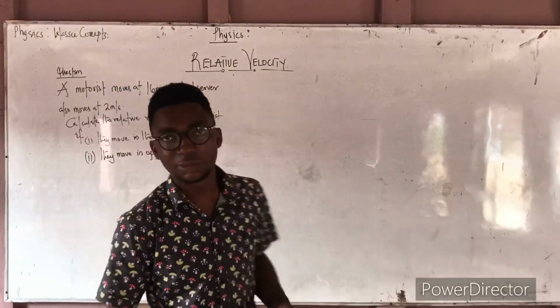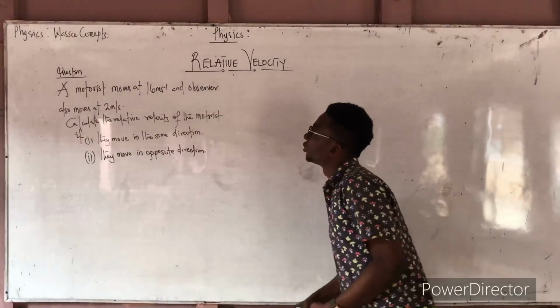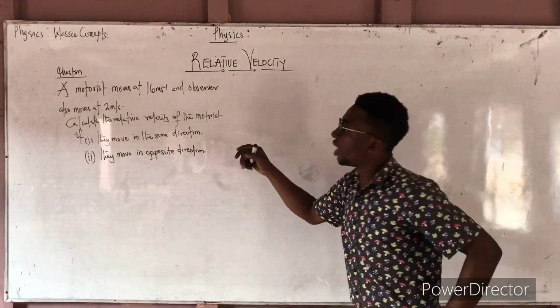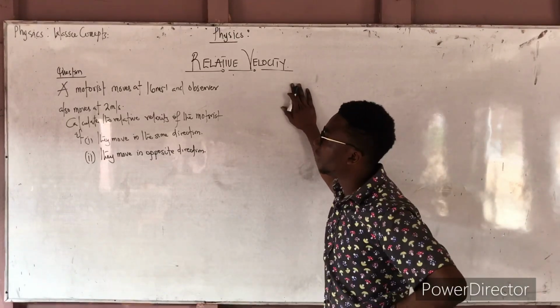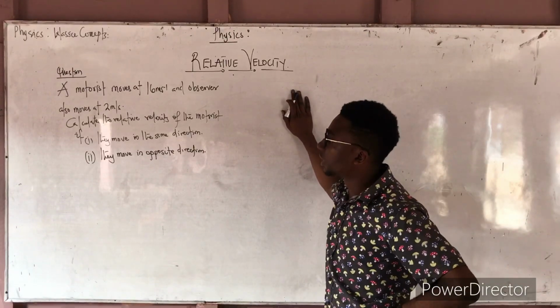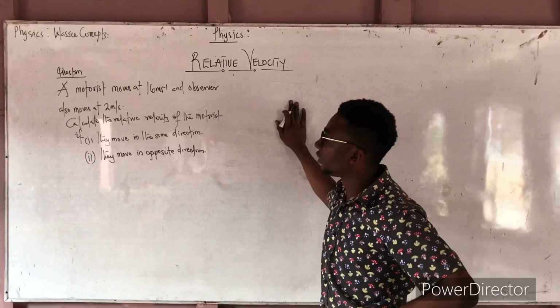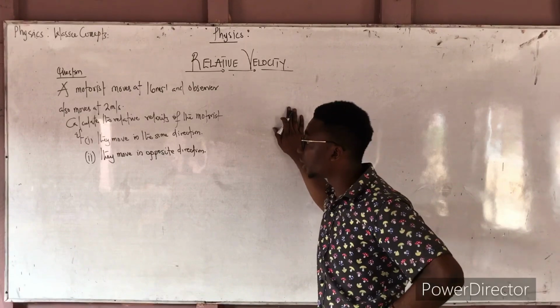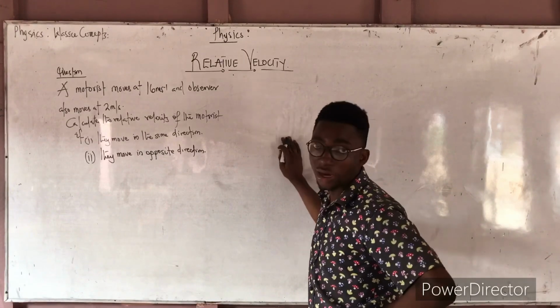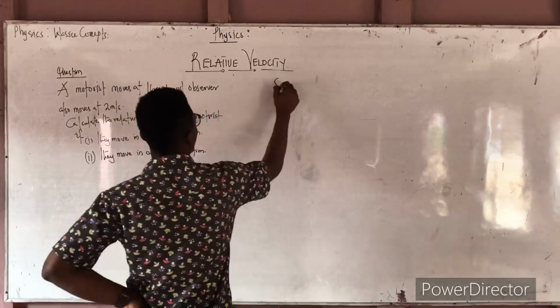So this is a typical question, and I want us to look at it. It says that a motorist moves at 16 meters per second, and an observer also moves at 2 meters per second. Calculate the relative velocity of the motorist if they move in the same direction and if they move in the opposite direction. Okay, so solution.